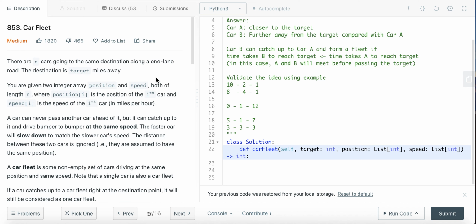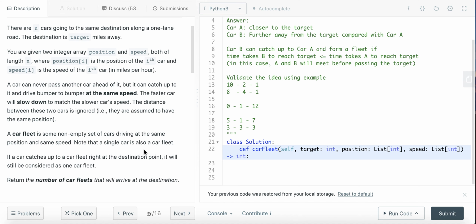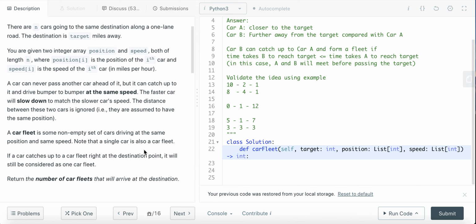There is a key point in this problem: once one car catches up with the cars ahead of it, it will drive at the same speed, and this speed is actually the speed of the slower car. Then let's code this question.